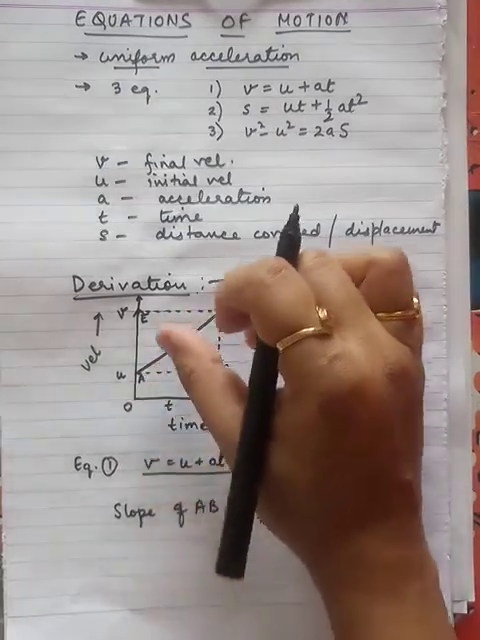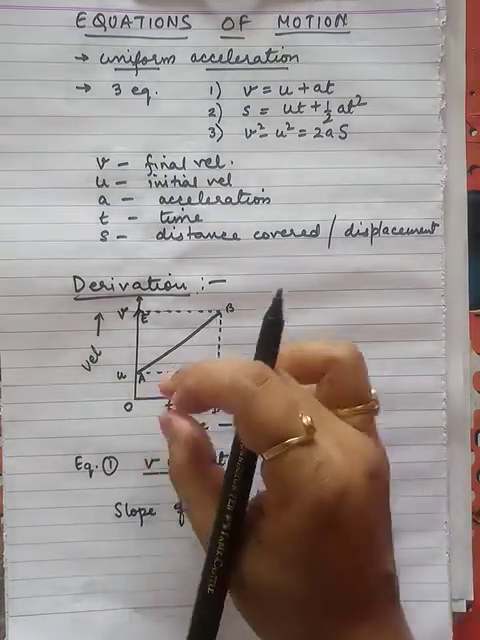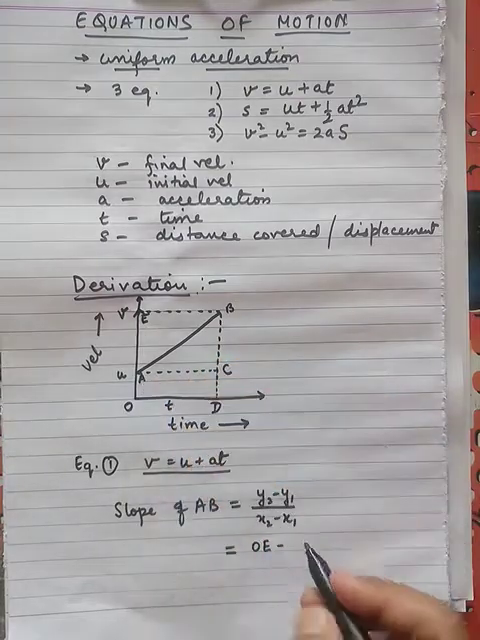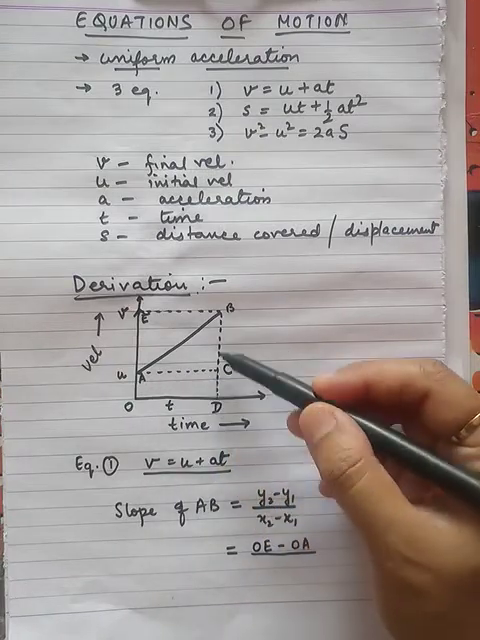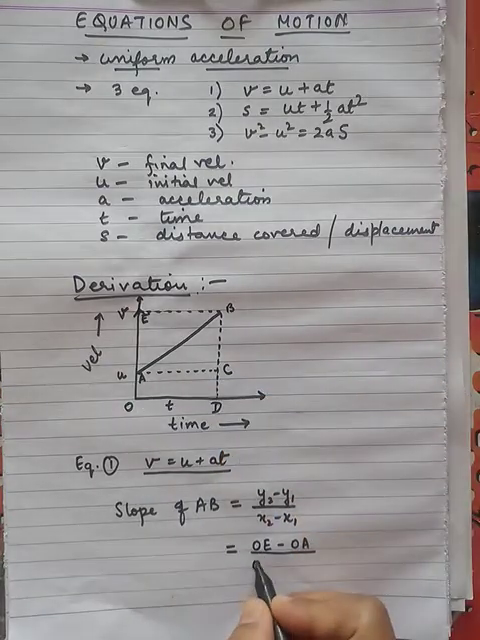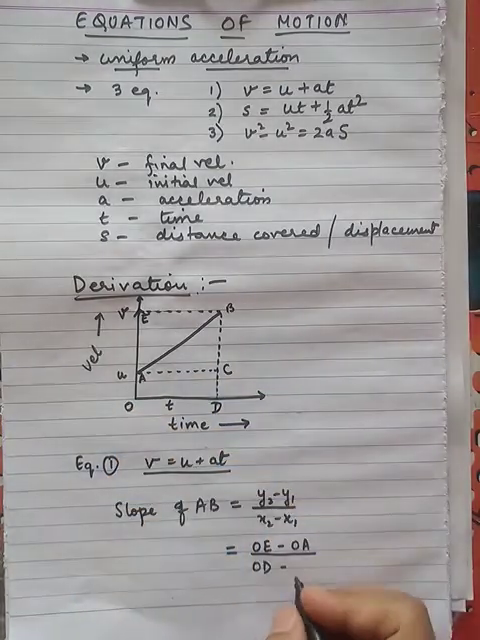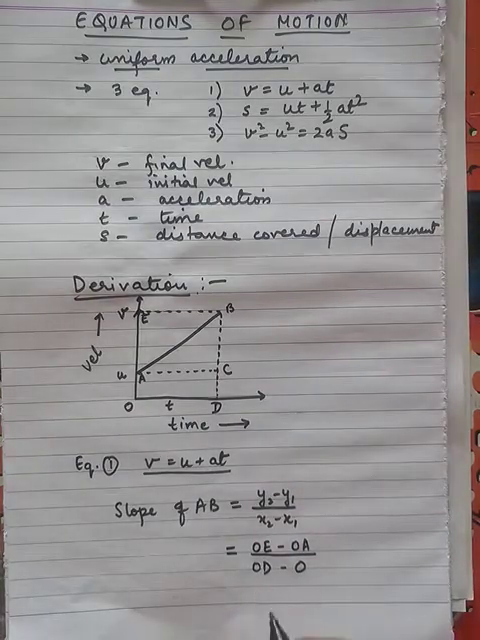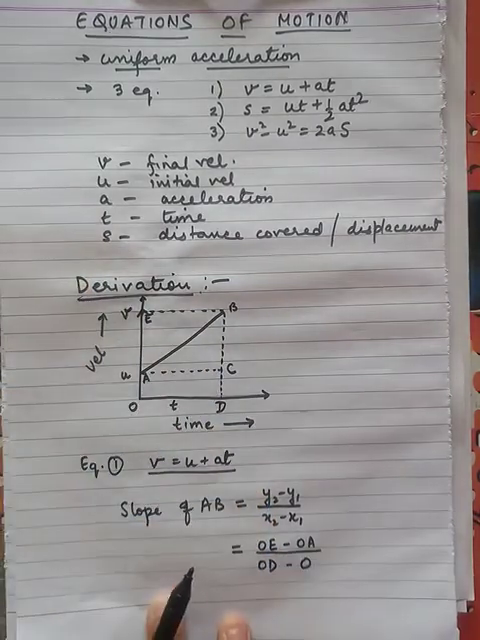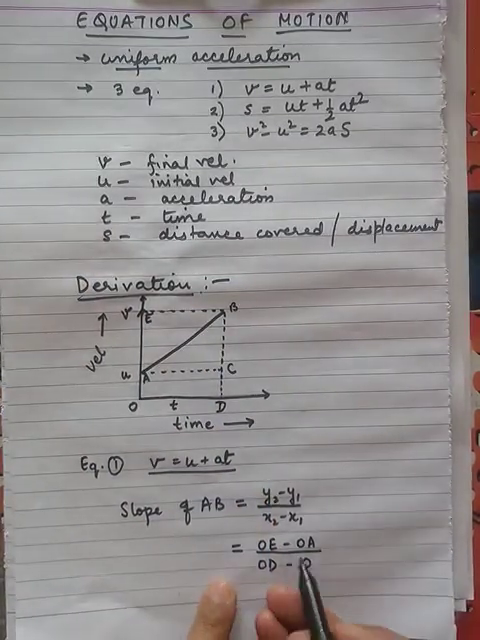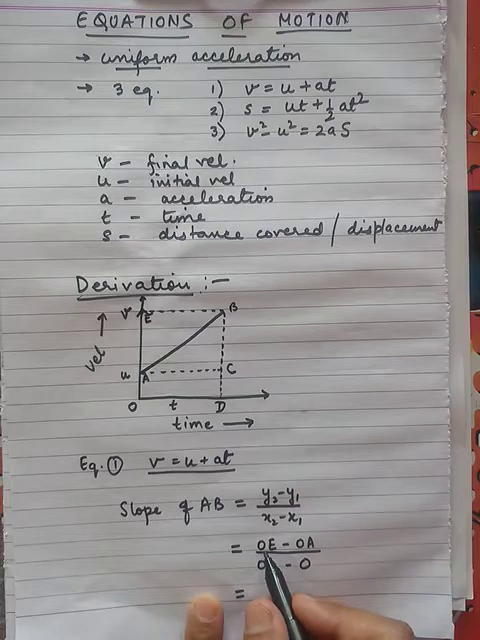So that is from O to E. What is y2? That is OE, minus what is y1? That is OA. And what is x2? X2 is the second point, that is OD. And what is x1? X1 is only at the beginning, so it is only O at the origin. Because we are using this graph and we have taken the values A, B, C, D according to the graph, we will be using these notations first, right? And then we will be putting the values in the form of variables.